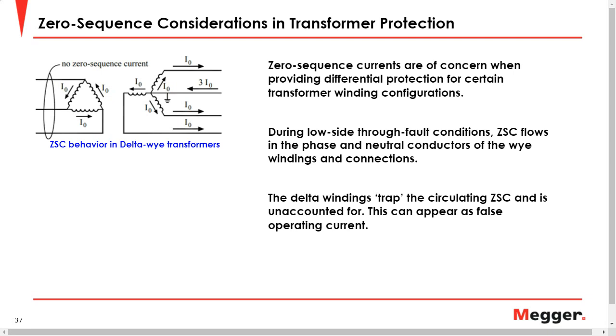Now, traditionally, in order to remove this, this was done with electromechanical relays. You connected your CTs on the delta side of the transformer in a Y configuration, and then on the Y side of the transformer, you connected your CTs in a delta configuration. And not only did this remove the zero sequence quantity, but it also compensated for that 30-degree phase shift between the delta and the Y.